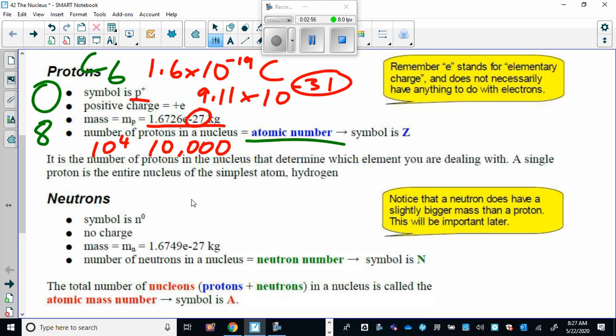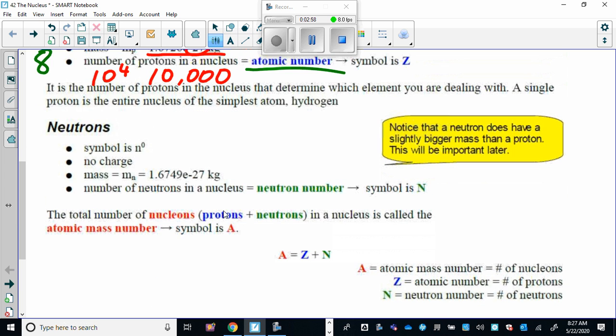Moving on to neutrons. There's a symbol for neutrons. You can see that the mass of the neutron is just a wee bit bigger than the mass of a proton. There is a generally accepted explanation for that, which we will discover later on in the unit. The number of neutrons in the nucleus, the neutron number, is N, and then there is the total number of nucleons.